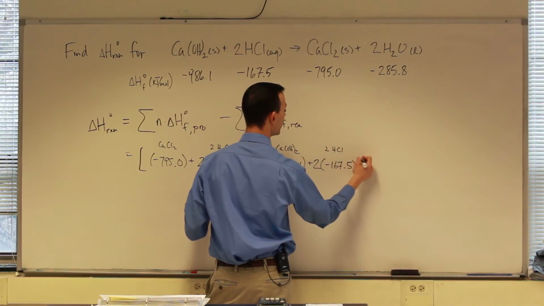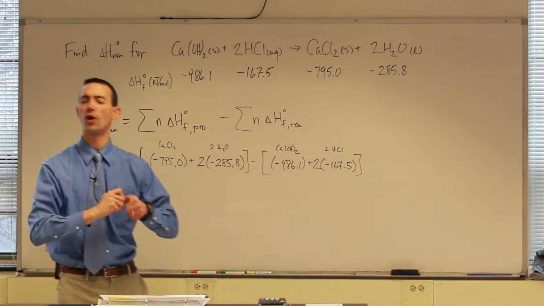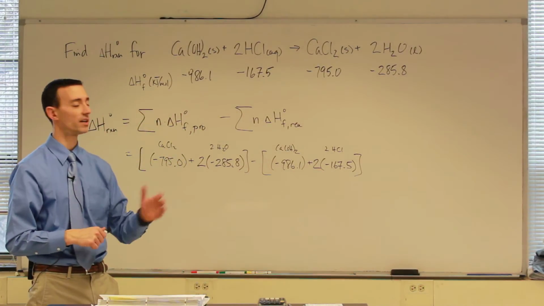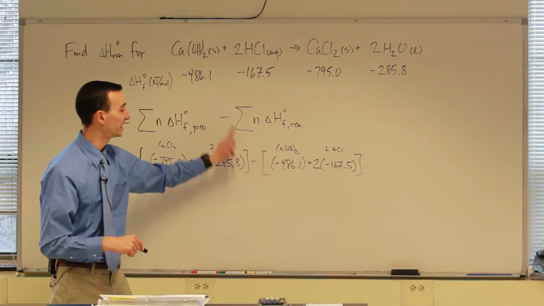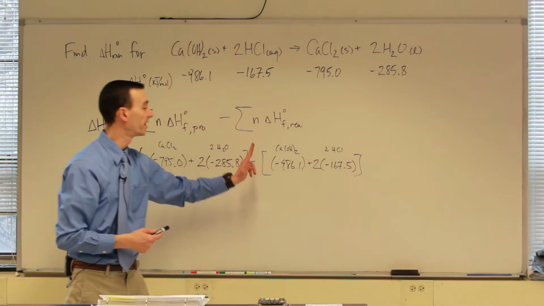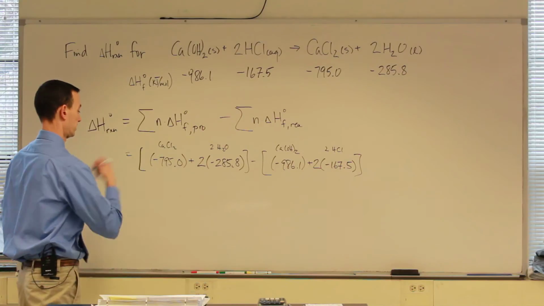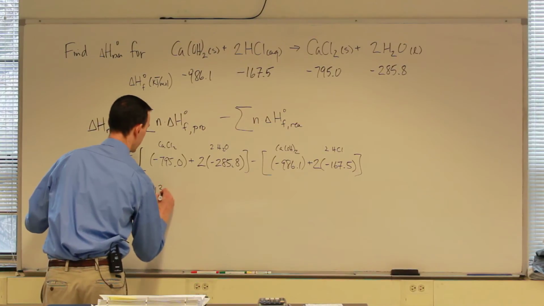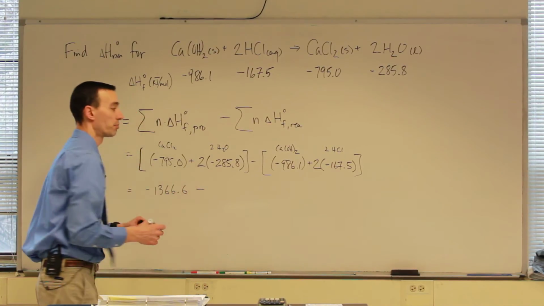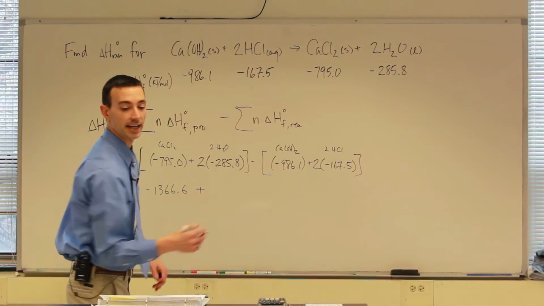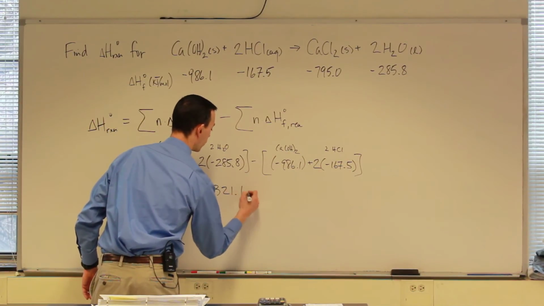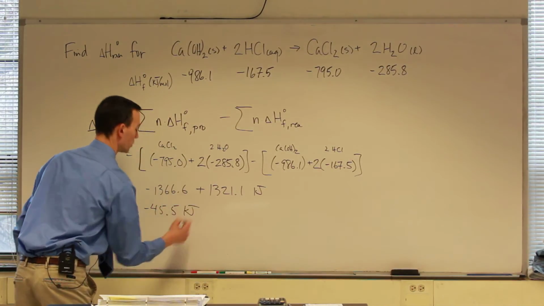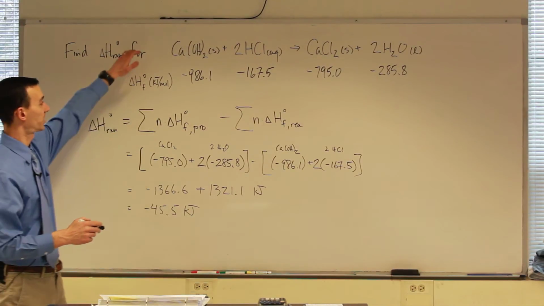And now the nice feature of this formula is we don't have to worry about switching the signs. All we have to do is put the coefficient of each chemical in front of its delta H value. This minus sign takes care of the direction change that all of our reactants have undergone at once. All right? So if we add up our product amounts first, that gives us negative 1366.6, plus negative 1321.1 is what we're going to get here. So this equals negative 45.5 kilojoules as the energy change of this reaction up here.